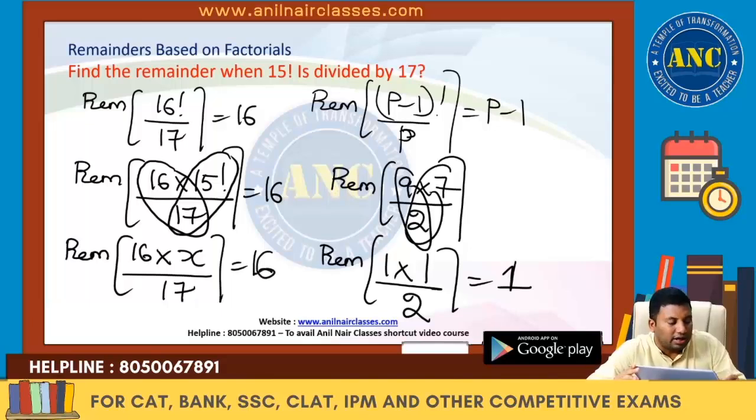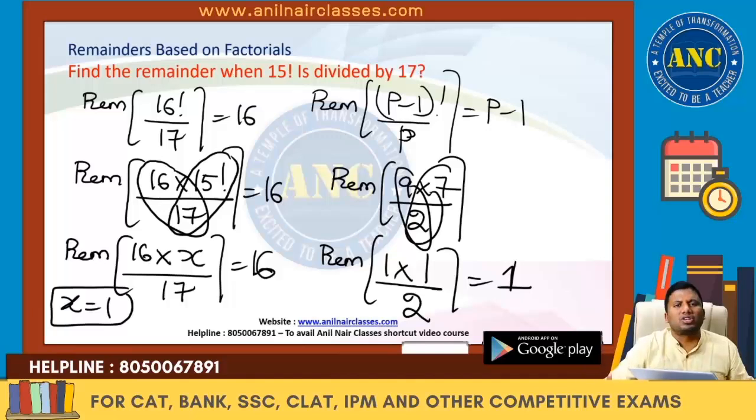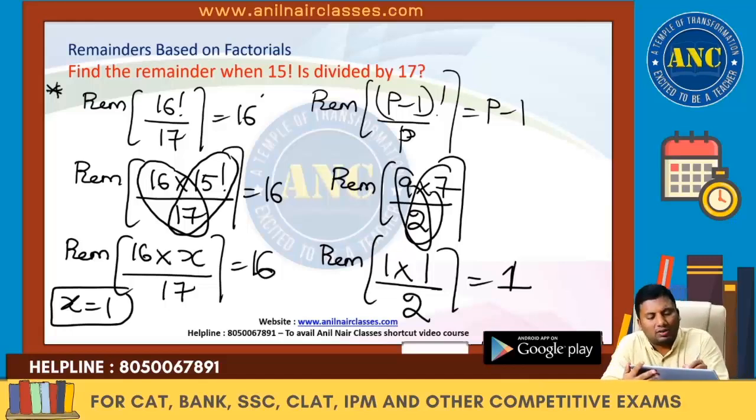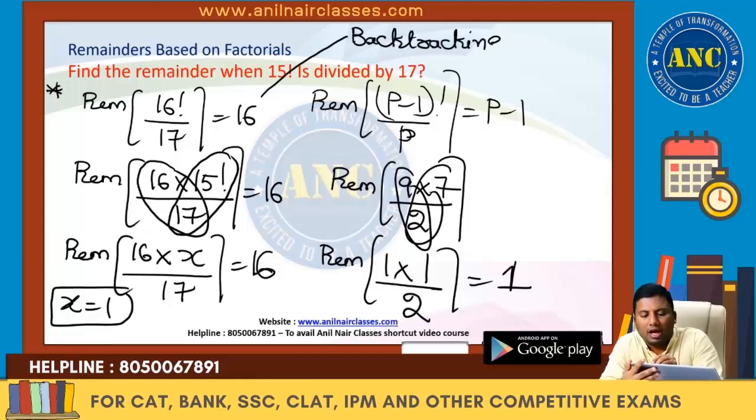Just by looking at the question itself, I can say that x is equivalent to 1, because 16 ones are 16, and 16 divided by 17 is 16. By looking at the question itself, I am able to deduce that 16 factorial divided by 17 is 16. What is the method that I am using in this one? I am using the backtracking method. From the known, I am determining the unknown.